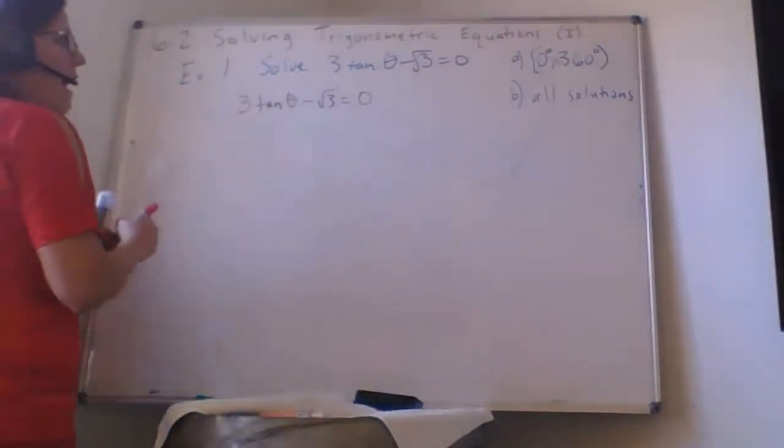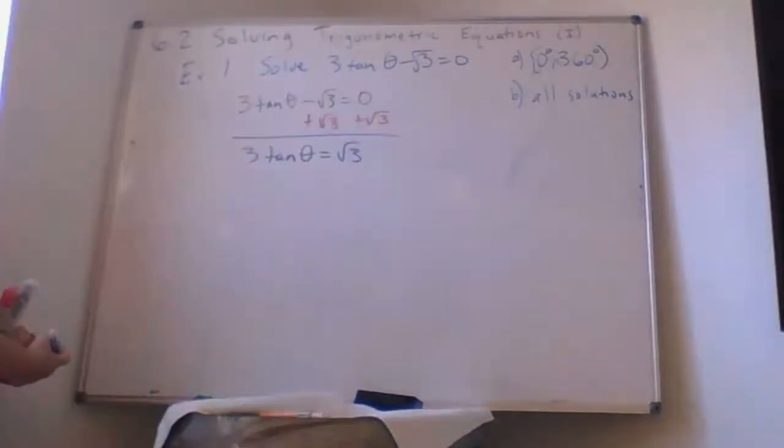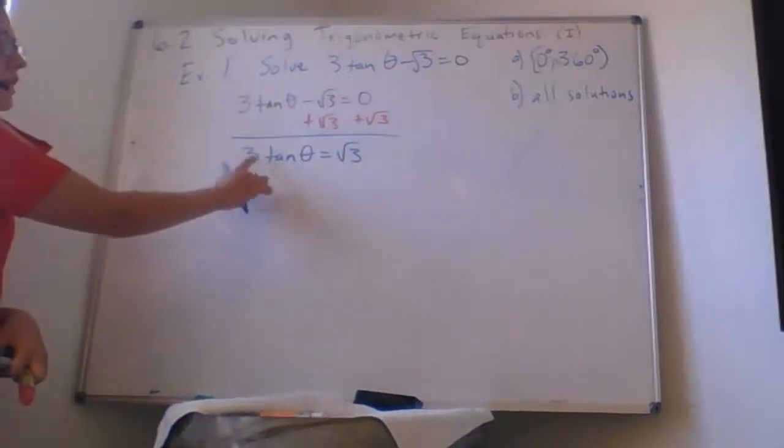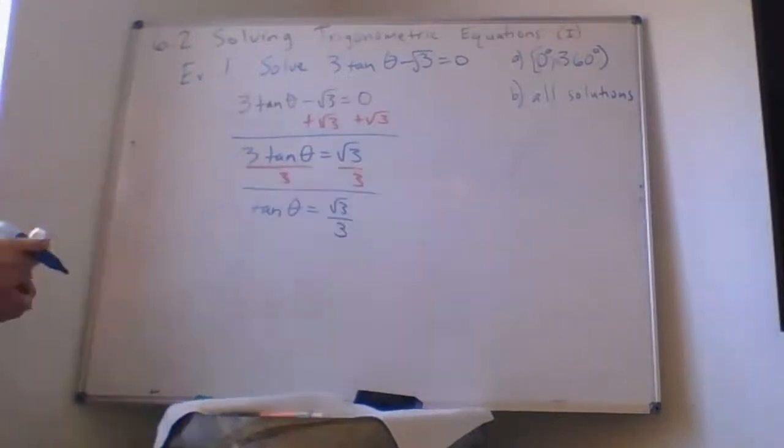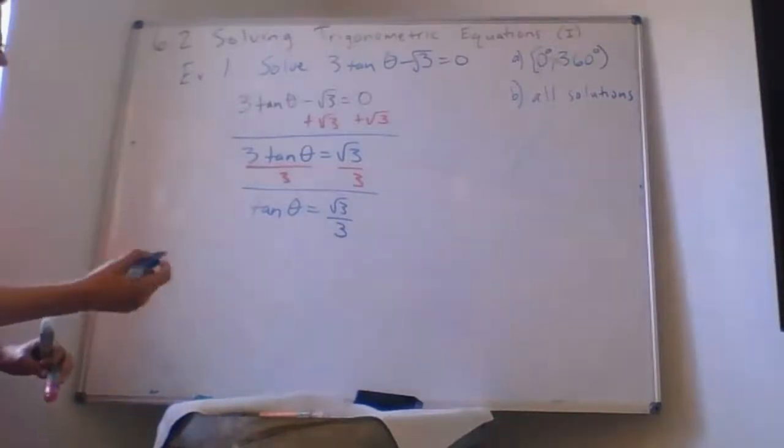First, add rad 3 to both sides to get 3 tangent theta equals rad 3. Now we need to divide both sides by 3. So we get tangent theta equals rad 3 over 3. Now we are ready for either the unit circle or triangles to find all solutions 0 to 360.